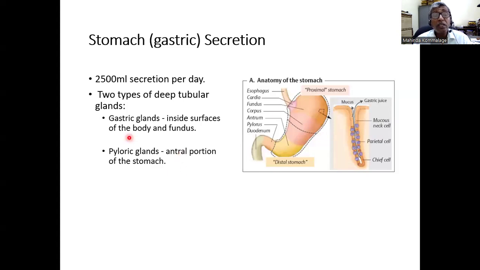Right. So basically two types of tubular gland, gastric gland and pyloric gland, can be seen there. You will learn these structures in anatomy. Gastric glands are mainly in the upper part of the stomach, the fundus. Pyloric glands are in the lower part, or antral portion of the stomach. Inside the glands, we have cells, for example parietal cells or oxyntic cells, and chief cells. We can see them inside the gland.